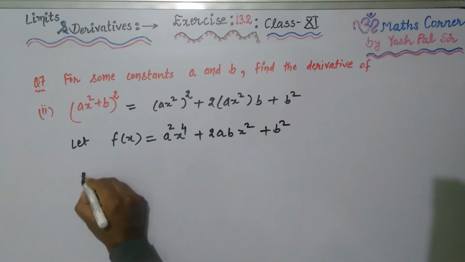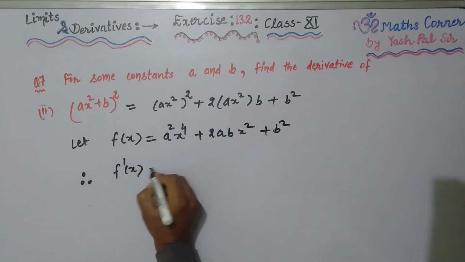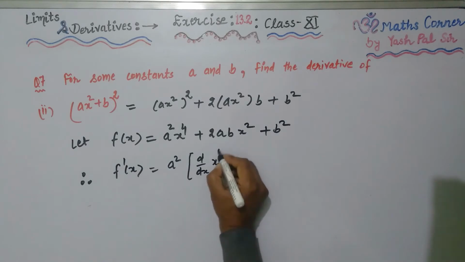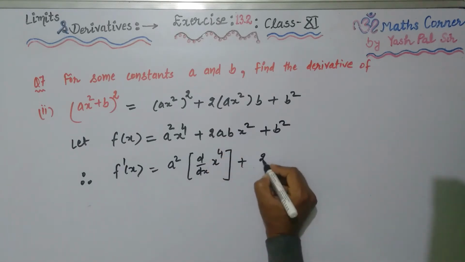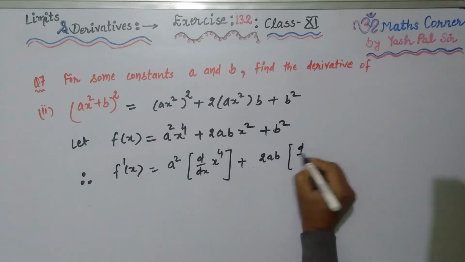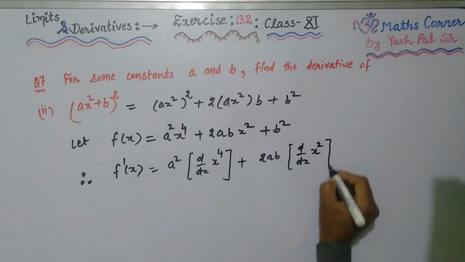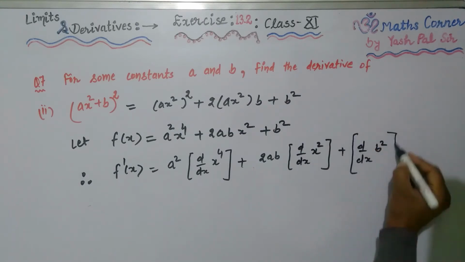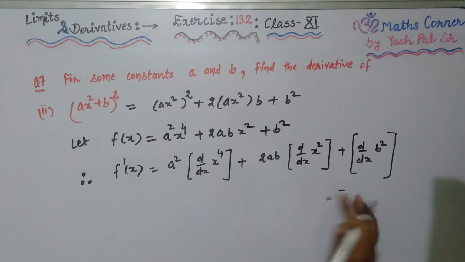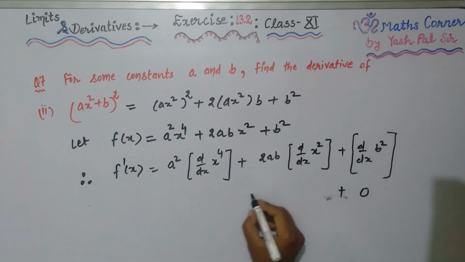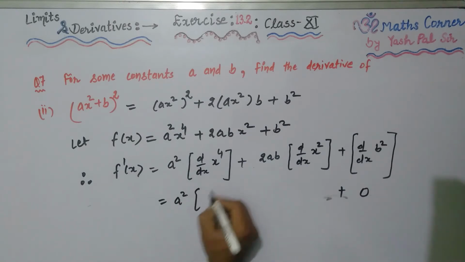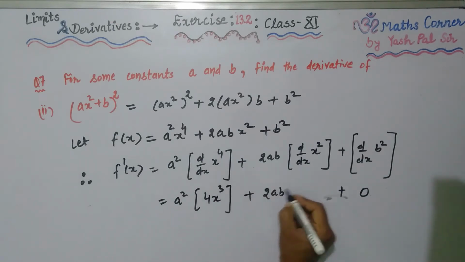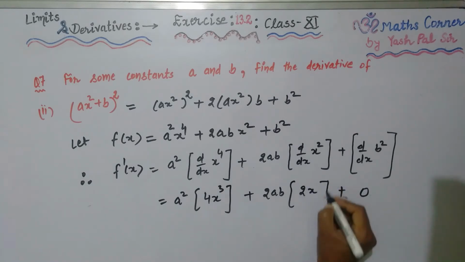Now what we do, therefore f dash x is equal to, because a square is constant, we are just finding the derivative of x power 4. Similarly, 2ab is constant, so we are finding the derivative of x raised to power 2. Lastly, the derivative of b square, this is purely constant, and we know that the derivative of a purely constant is 0. Okay, so here this is a square into x power 4, derivative is 4 into x power 3, plus 2ab, x power 2, derivative is 2 into x, plus 0.